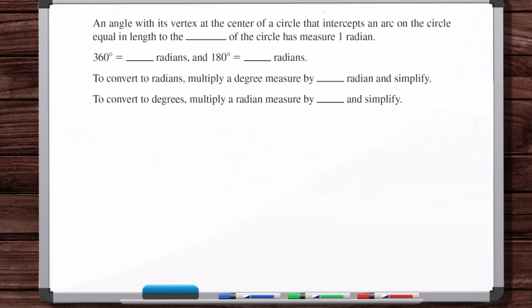In this video, we're going to work example problems related to radian measure. So what are radians? What exactly is a radian? And how do we convert from radians to degrees or from degrees to radians?